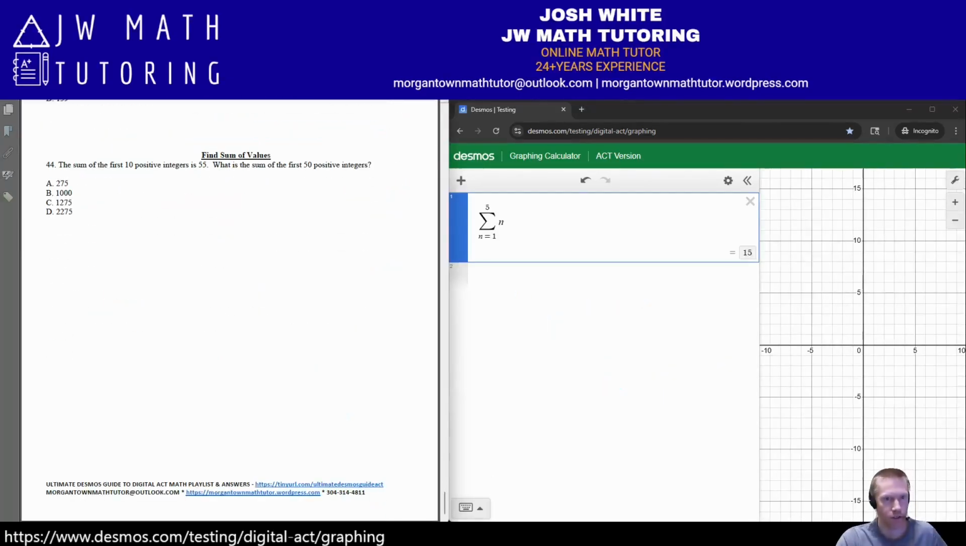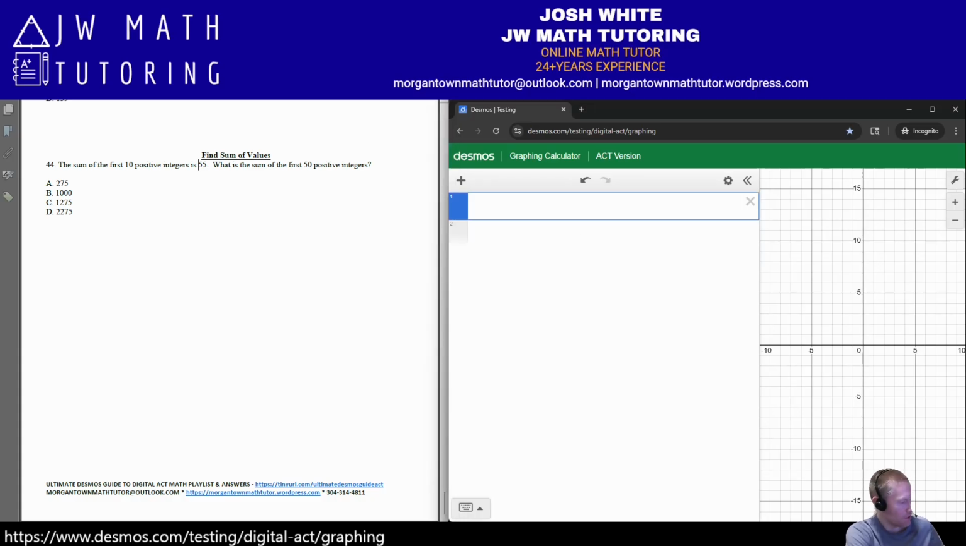All right, so now here's an example problem where they tell you the sum of the first 10 positive integers is 55. What is the sum of the first 50 positive integers? So if you're going to use this Desmos method, this information right here is irrelevant. You don't need this in order to do the problem. All you would need to do is basically just type sum. Okay, we want to know the first 50 integers, so we're going from 1 to 50 of n, and there's your answer, 1275.